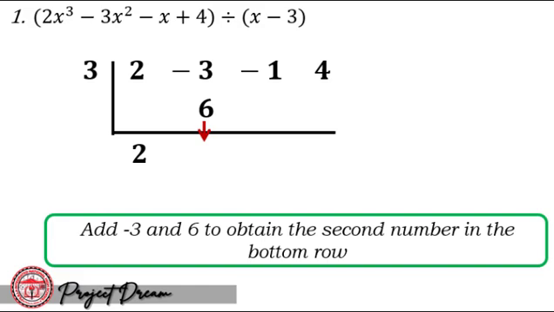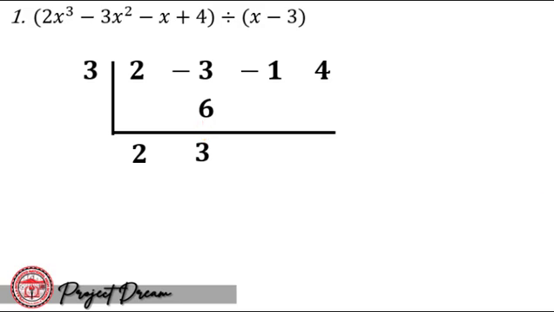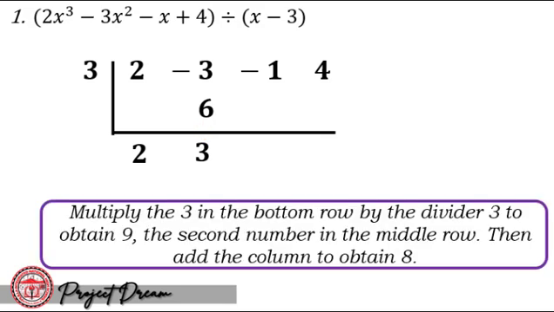Followed by add 3 or negative 3 and 6 to obtain the second number in the bottom row. So negative 3 plus 6 is equal to positive 3. Multiply the 3 in the bottom row by the divider 3 to obtain 9, the second number in the middle row. Then add the column to obtain 8. So 3 times 3 is equal to 9.